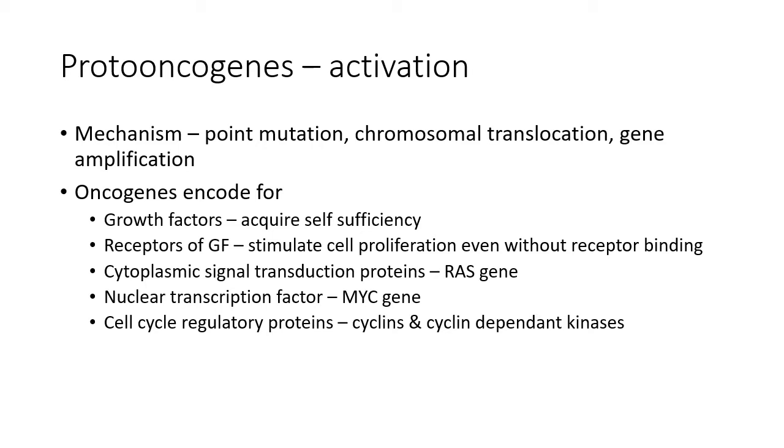This mutation can be due to point mutation, which is nothing but alteration of a single base in the DNA, or it can be due to chromosomal translocation, which is transfer of a portion of one chromosome carrying the proto-oncogene to another chromosome. The example is the Philadelphia chromosome. Or it can even be due to gene amplification, which is nothing but increasing the number of copies of a DNA sequence in a proto-oncogene. So now, how are these oncogenes related to cancer? Most of these oncogenes code for one of these 5 things.